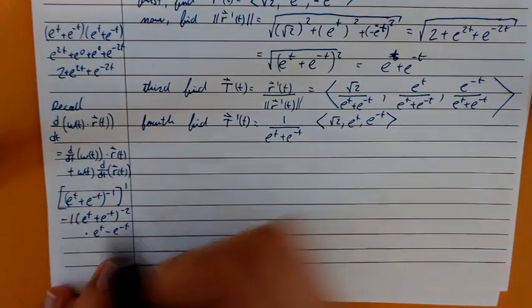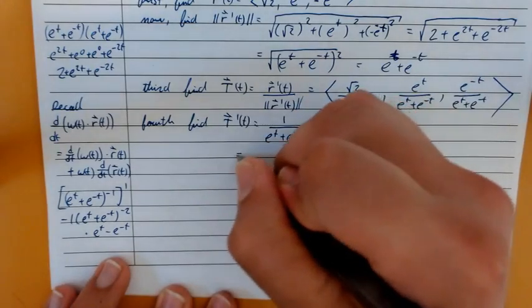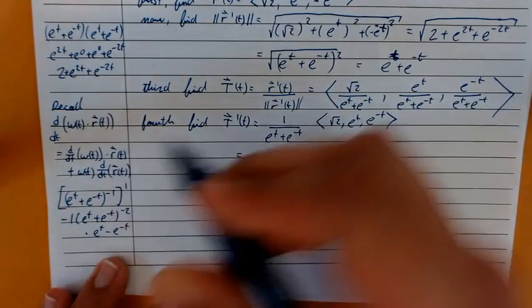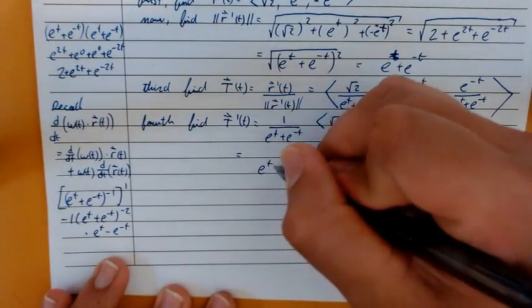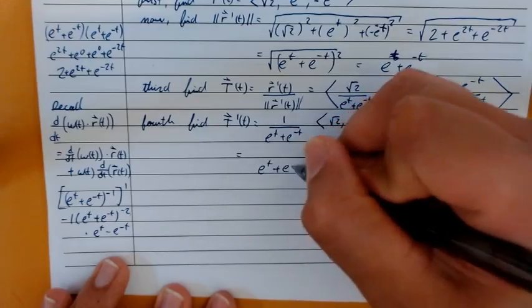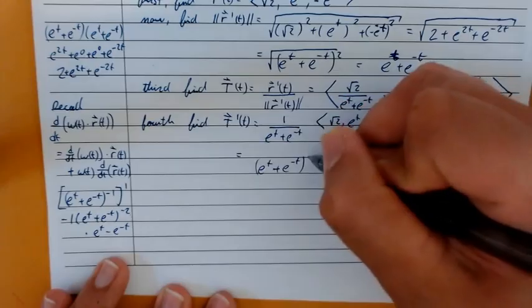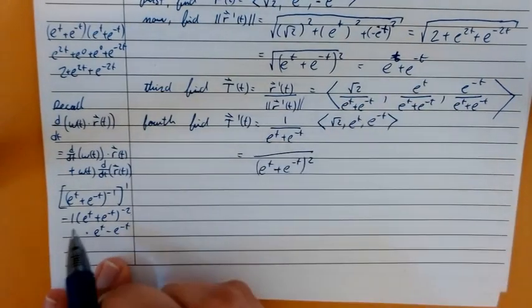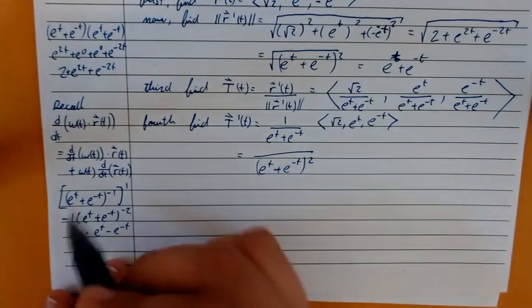Okay. All right, so then that's going to give me the derivative of this one. Since that's got a negative 2 power, I can bring that to the denominator. So that'll be e to the t plus e to the minus t squared. Okay. And then in my numerator, I have negative 1 times all of this stuff.